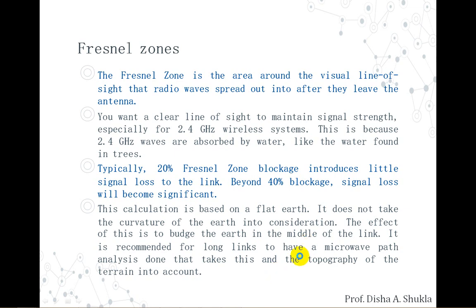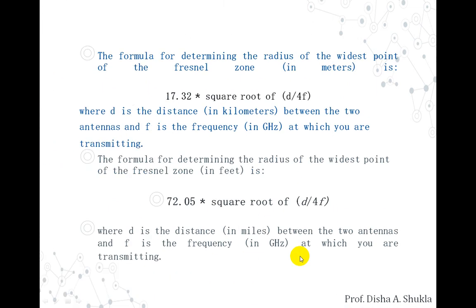So what does this mean? The formula for determining the radius of the widest point of a Fresnel zone can be given by 17.32 into square root of d by 4f, where d is the distance in kilometers between the two antennas and f is the frequency at which it is transmitting. And the formula for determining the radius of the widest point of the Fresnel zone is 72.05 into square root of d by 4f, where d is the distance in miles between the two antennas and f is the frequency at which the antennas are transmitting.